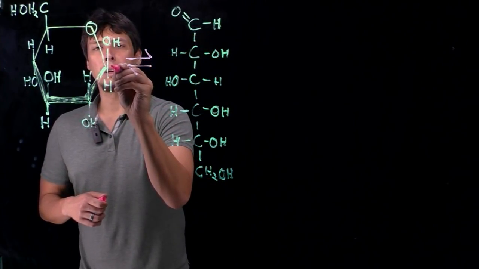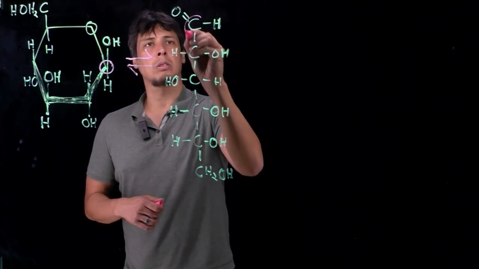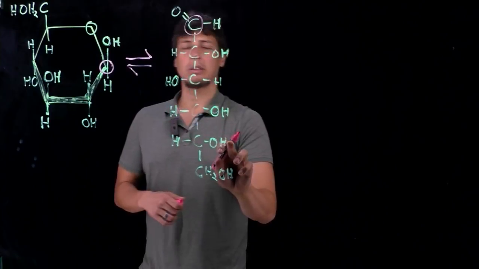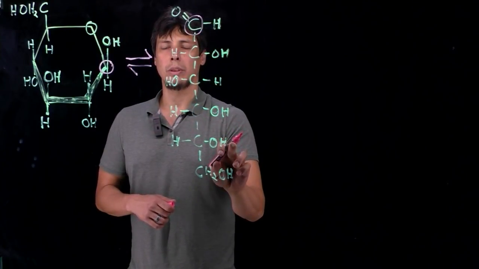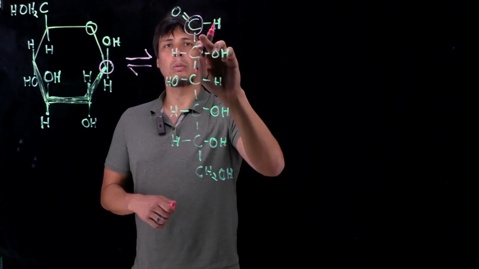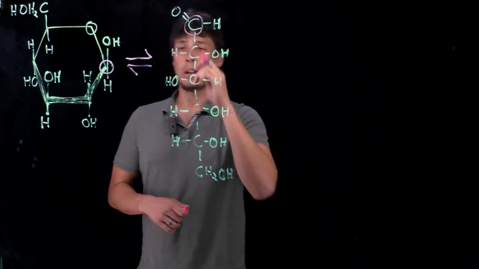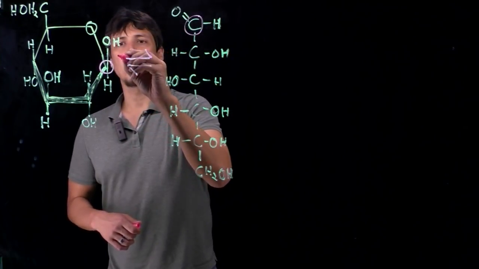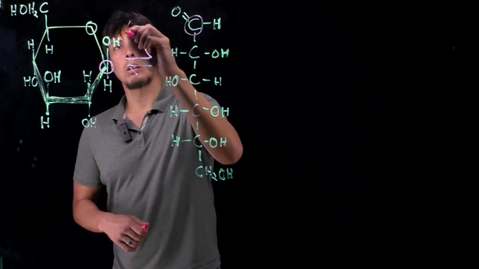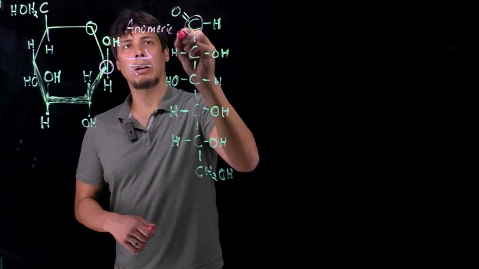And so this is the beta anomer, and remember that the anomeric carbon results from the reaction of the alcohol, in this case at the 1, 2, 3, 4, 5 position, with the carbonyl carbon, in this case an aldehyde. And so these are the anomeric carbons in both of these forms. Anomeric.